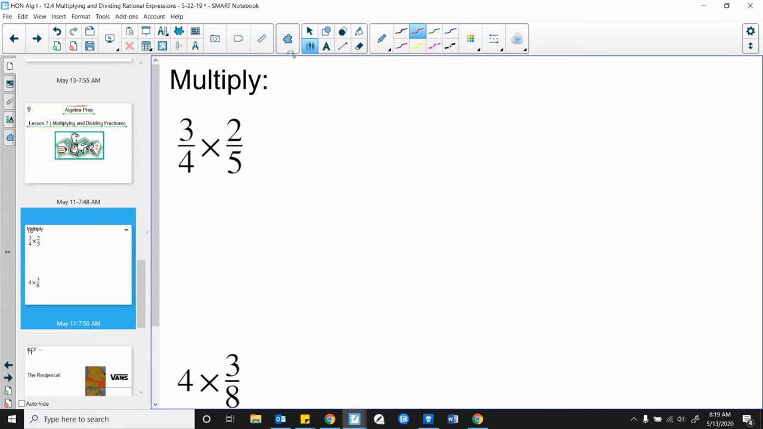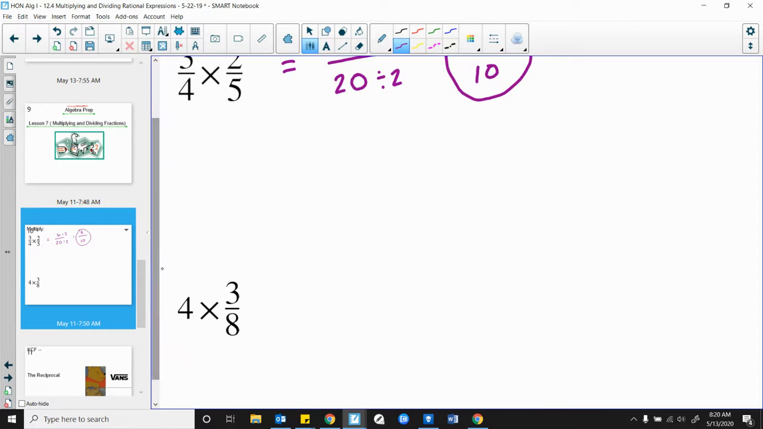Multiply 3/4 times 2/5. Whenever I multiply fractions, I do not need a common denominator. I just take the top times the top and the bottom times the bottom. So in this case, 3 times 2 is 6. 4 times 5 is 20. And then I need to simplify this fraction. I can divide the bottom by 2, I can divide the top by 2, and I end up with 3/10 for my simplified answer.